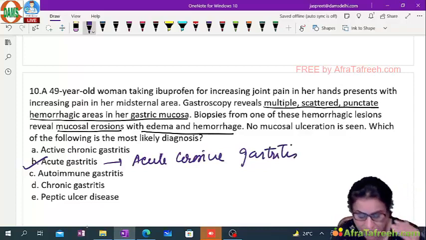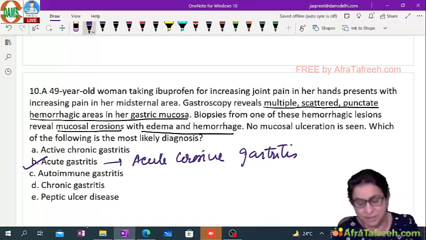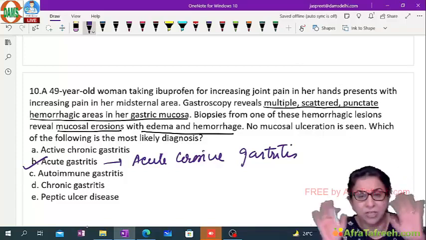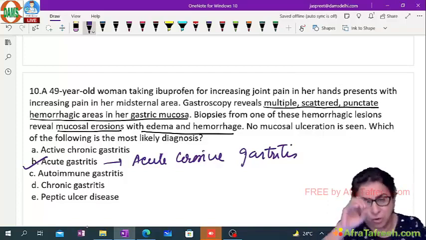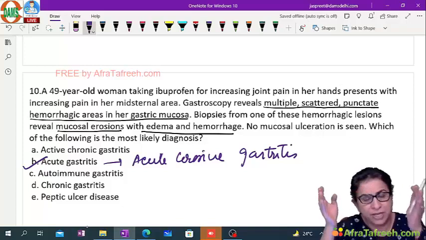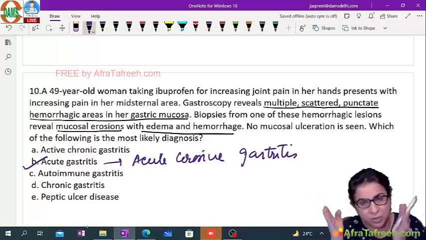These are not peptic ulcers. This is not chronic gastritis. Because erosions are being produced. In peptic ulcer disease, it's not an erosion, it is a proper ulcer. Erosion is only when the lining epithelium is denuded, whereas an ulcer is when it goes deep.